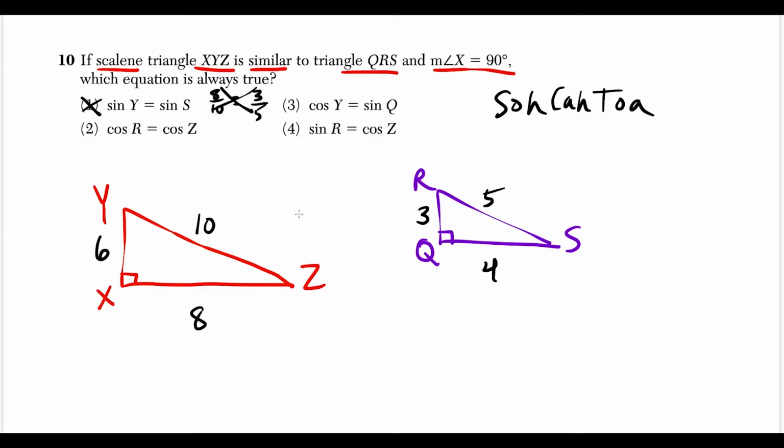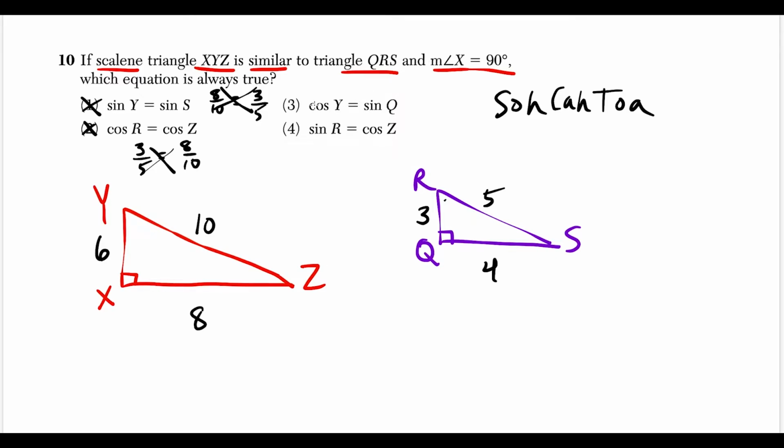Now we have cosine of r. So cosine of r, if we look over here, adjacent to r would be 3 over the hypotenuse 5. And the question is, is this equal to cosine of z, which would equal 8 over 10 in this red triangle? But same problem as before, these are not equal, so choice 2 is out.